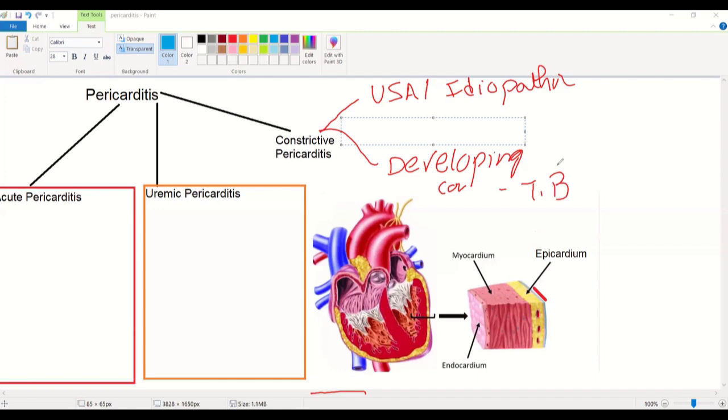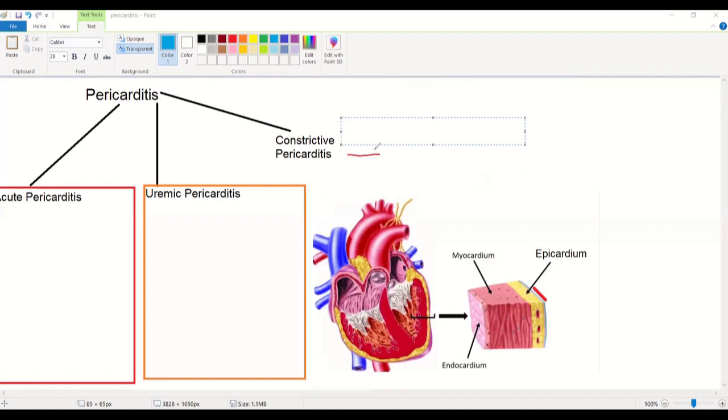Constrictive pericarditis is basically due to chronic inflammation of the pericardium. What is a consequence of the chronic inflammation? Fibrosis plus calcification.